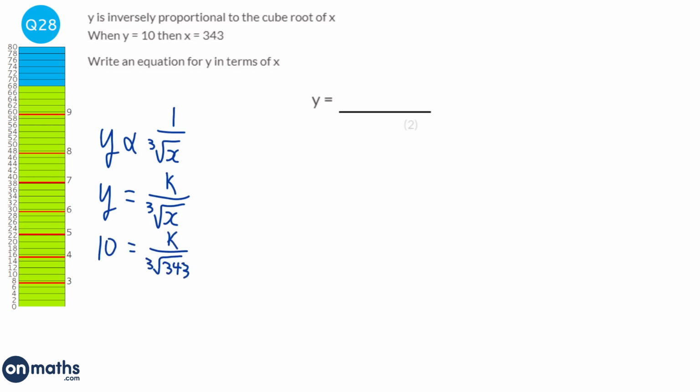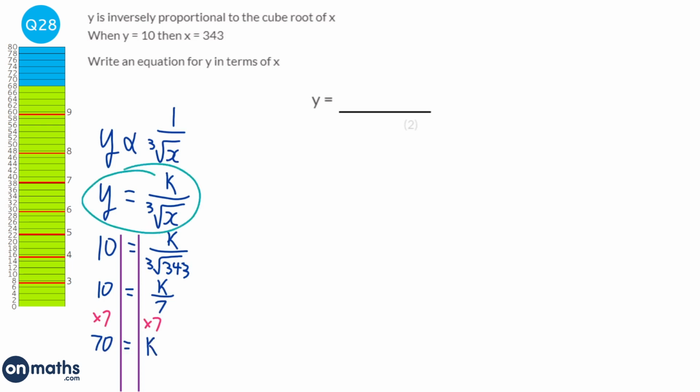Okay, next thing we're going to do is solve that. So put our lines in. Now the cube root of 343 is 7. So it's a lot easier, and we're just going to times both sides by 7. So k equals 70. And we're just going to rewrite this, but instead of k, we're just going to write 70. So y equals 70 over the cube root of x.